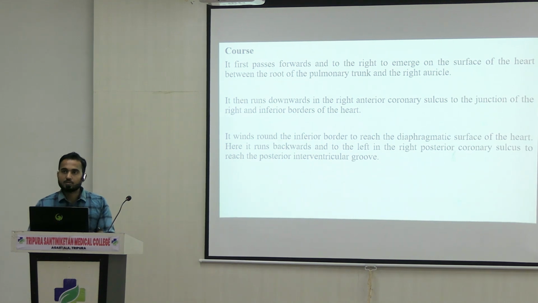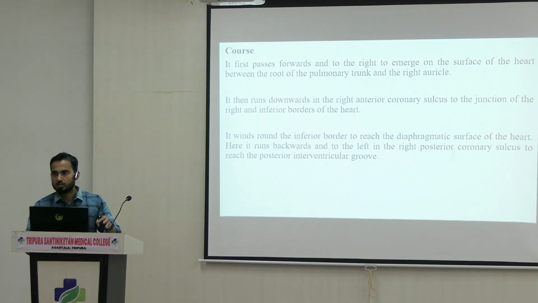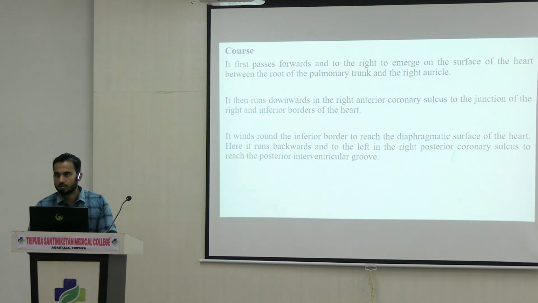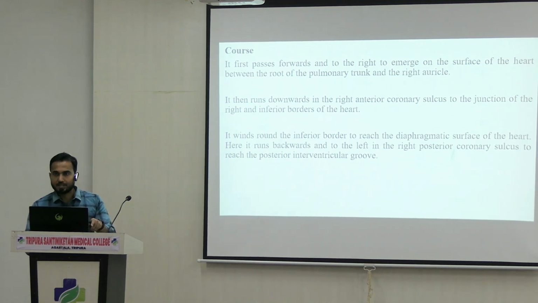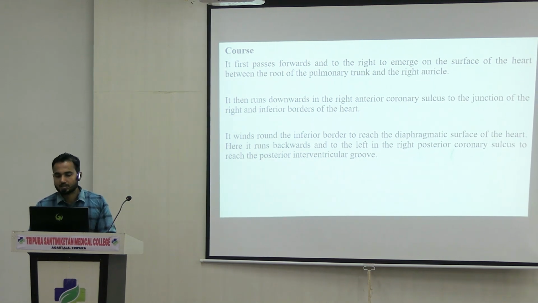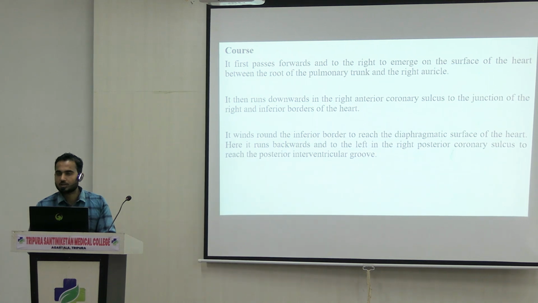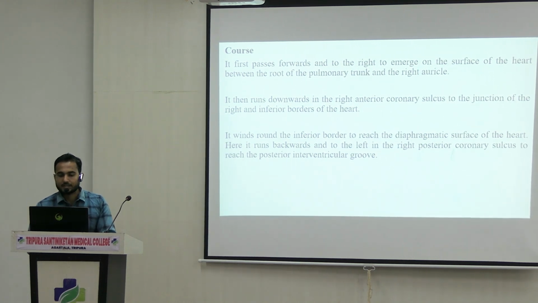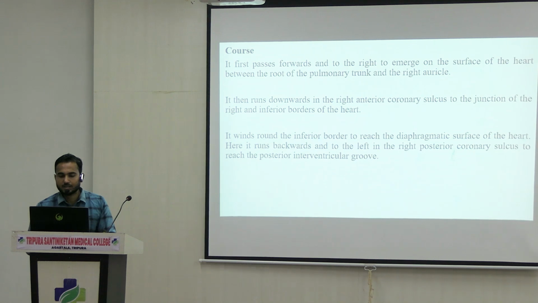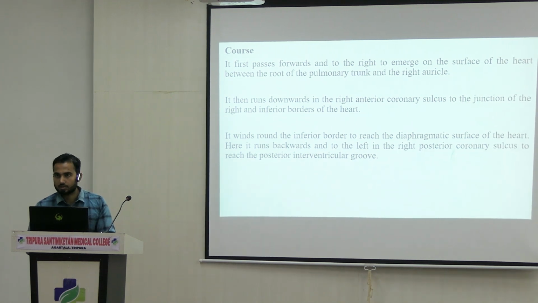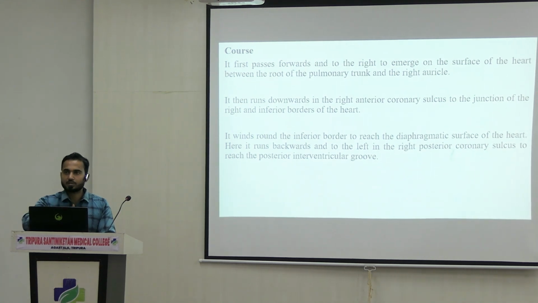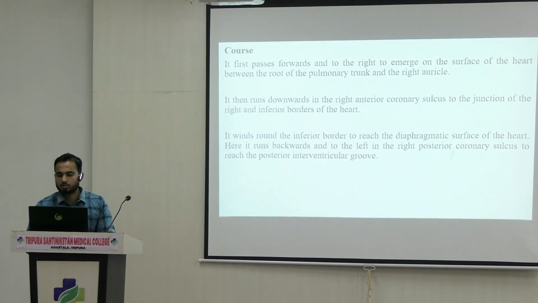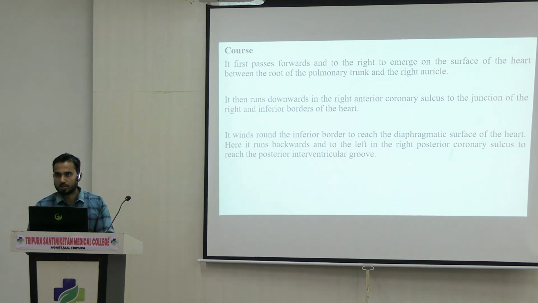After that it will run downwards and laterally, towards the right side, near or along the right border of the heart. When it is descending laterally on the right side, it passes through the right anterior coronary sulcus, and then it reaches the junction between the right and inferior borders of the heart. Once it reaches the inferior border, it winds around the inferior border of the heart and then goes to the diaphragmatic surface of the heart.